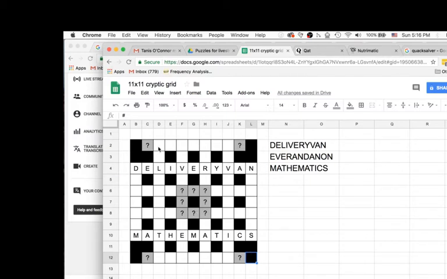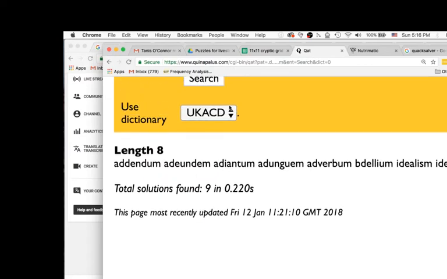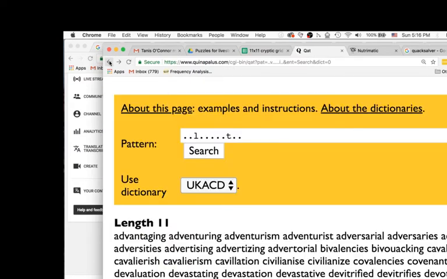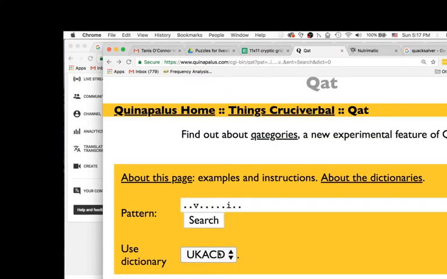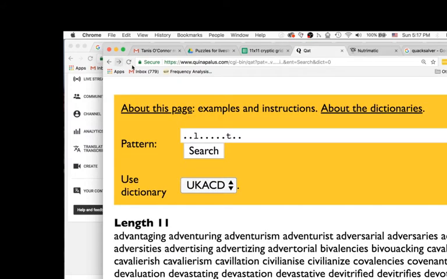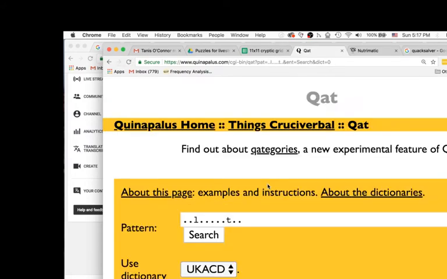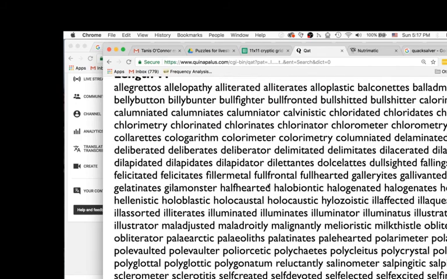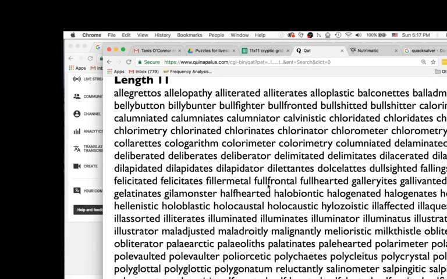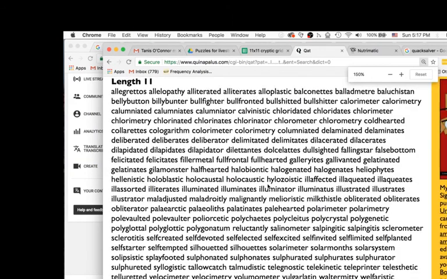So now let's go to the 11-letter words that cross these. We have 11 letters with an L and a T. That should be back here somewhere. Okay, search for that. I'm actually going to need to shrink this a little bit. I blew it up so you could see, but I didn't have quite enough space in here. So, alliterates.